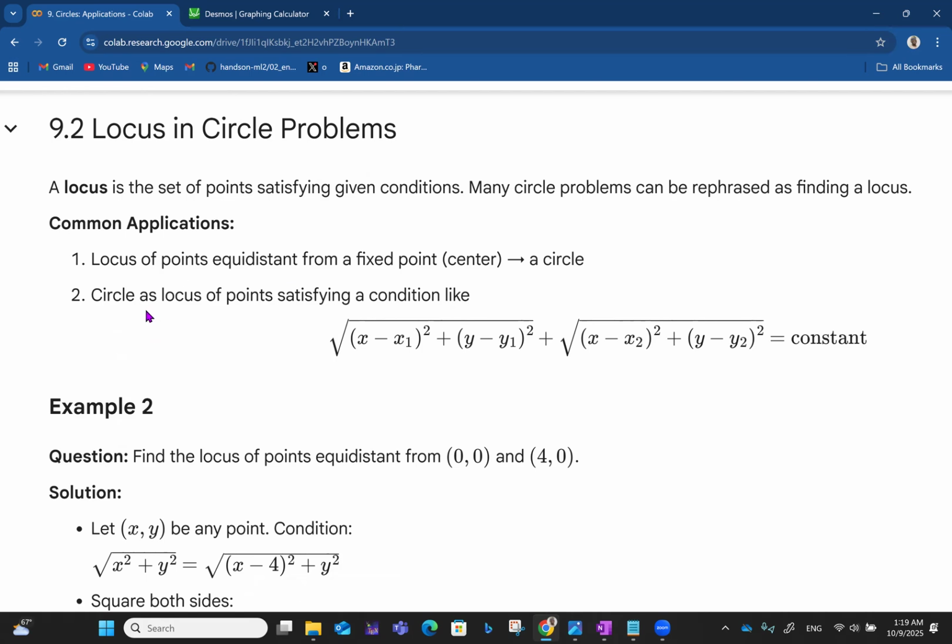Then there is a circle as a locus of points satisfying a condition, like the square root of (x minus x1) squared plus (y minus y1) squared, plus the square root of (x minus x2) squared plus (y minus y2) squared, and that is always a constant like that.